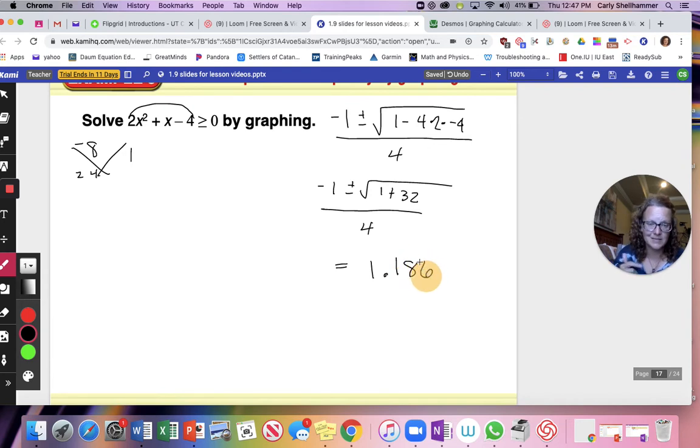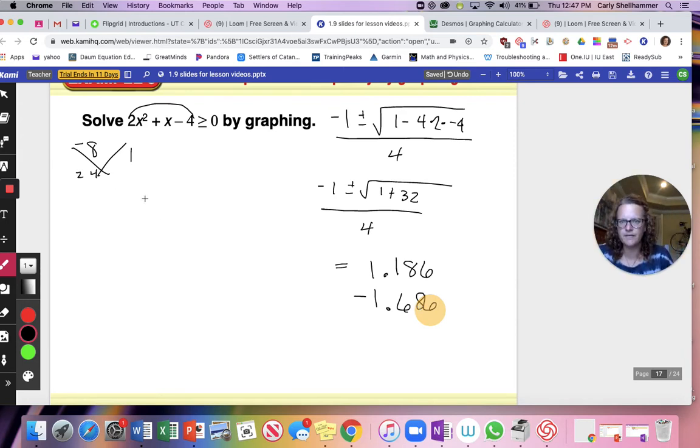We're going to three decimal places because that's what you'll have to do in calculus. Minus root 33 divided by 4. Okay, those are my two solutions. Those are really icky though, but it's fine.